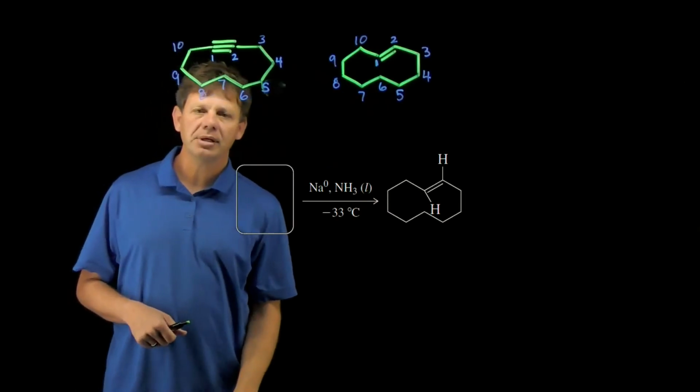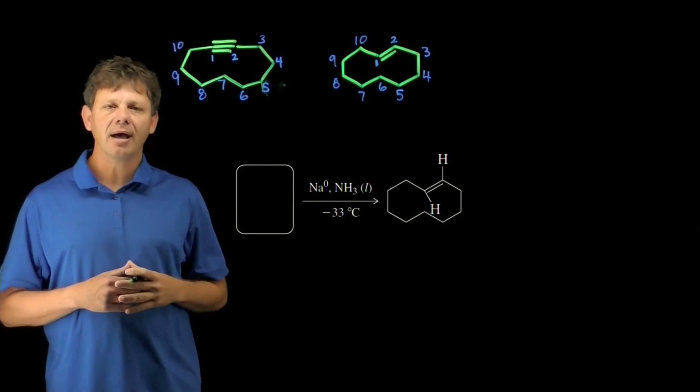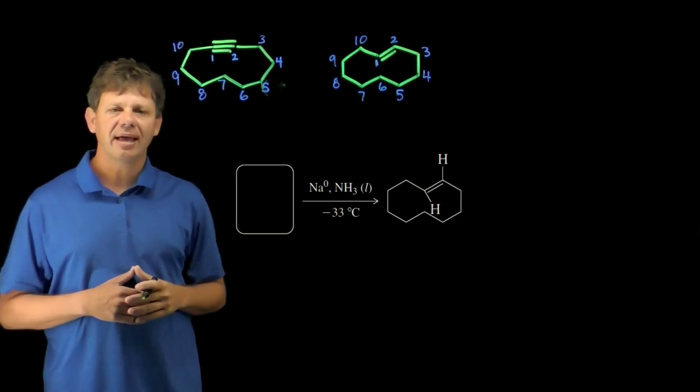Even if the geometry is not perfect, we've at least drawn the molecule cyclodecyne, which, if reacted under these conditions, would give this alkene here.